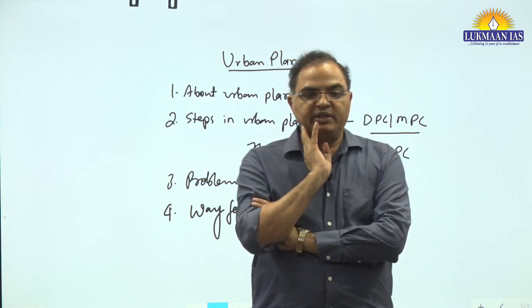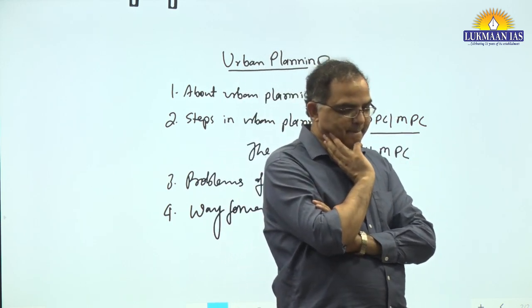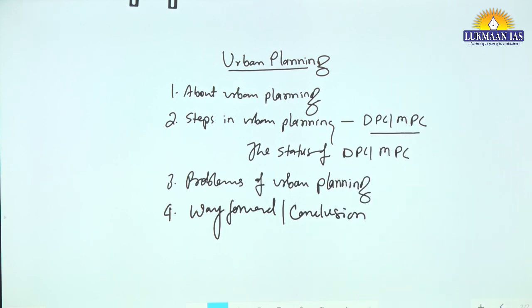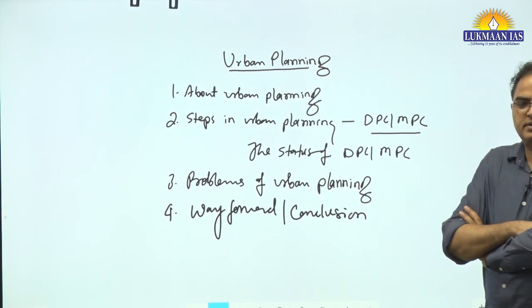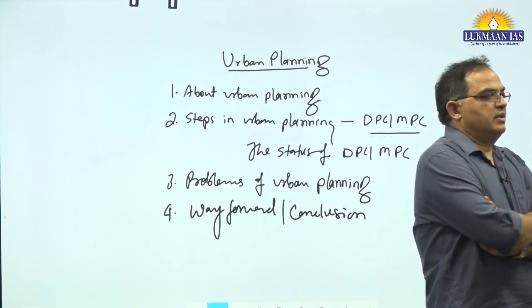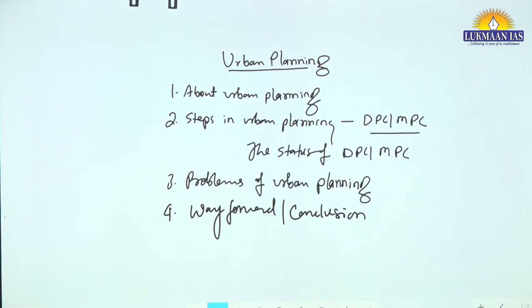Next, according to the Niti Aayog report in 2021 on urban planning, 65% of over 73,000 cities do not have a master plan.